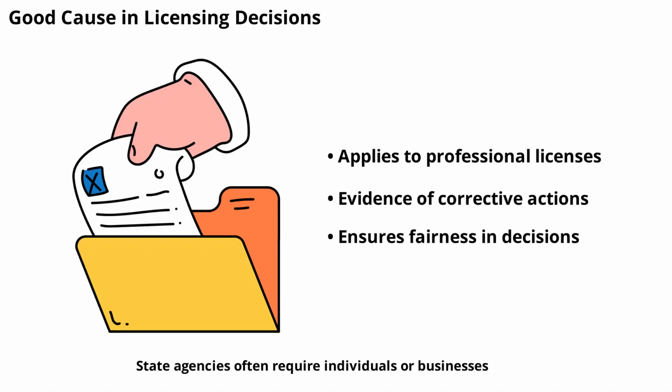State agencies often require individuals or businesses to show good cause when applying for, renewing, or appealing the denial of a license. For example, if a professional license is suspended, the individual may need to present evidence of good cause to have it reinstated. This could involve demonstrating corrective actions, changes in circumstances, or compliance with regulations. The good cause standard helps ensure that licensing decisions are fair and based on legitimate reasons.